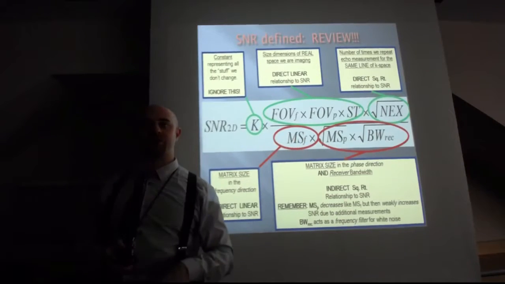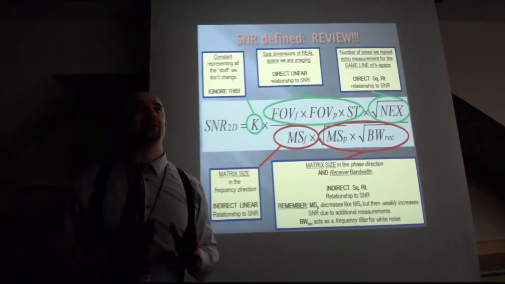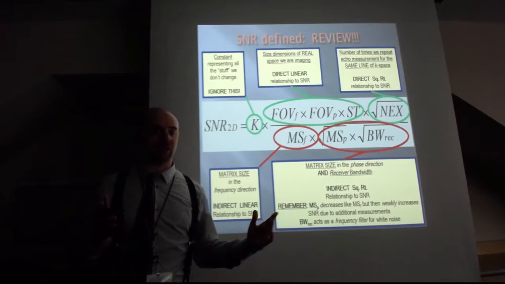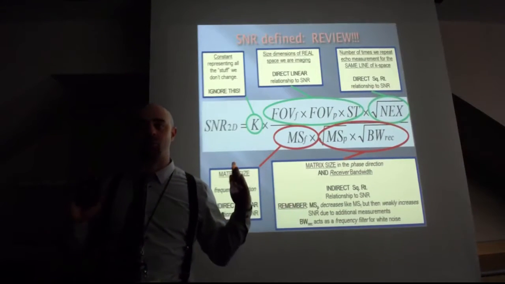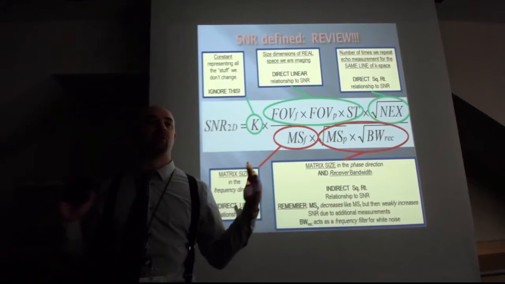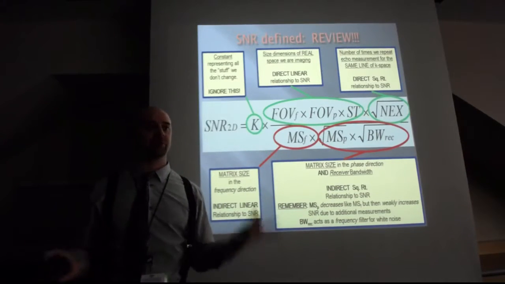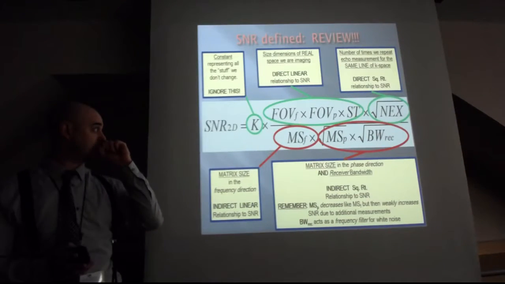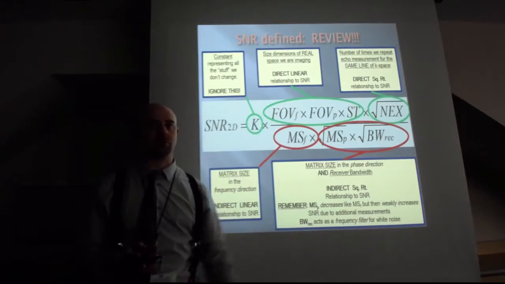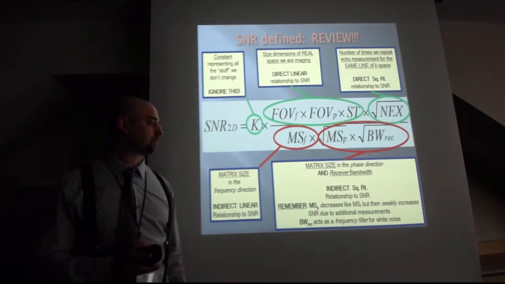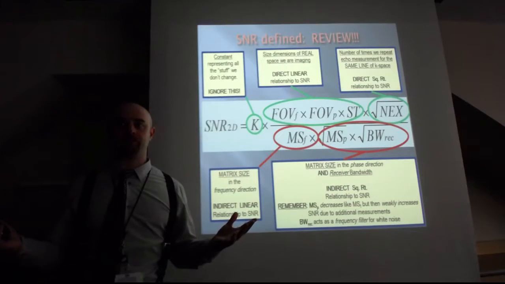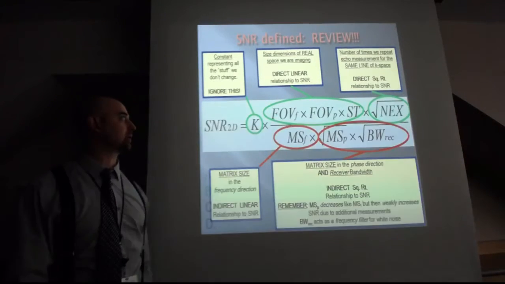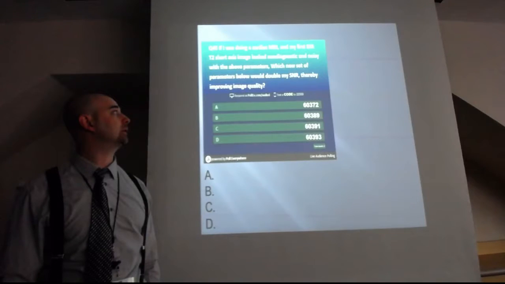And the receiver bandwidth, I want you to think of as a frequency filter. Wider receiver bandwidth includes more frequencies at which to record more noise. So it'll decrease your signal-to-noise ratio, but as a square root, since noise is random. And that's it. Any questions? That's the overview. We'll go through a couple practice questions.